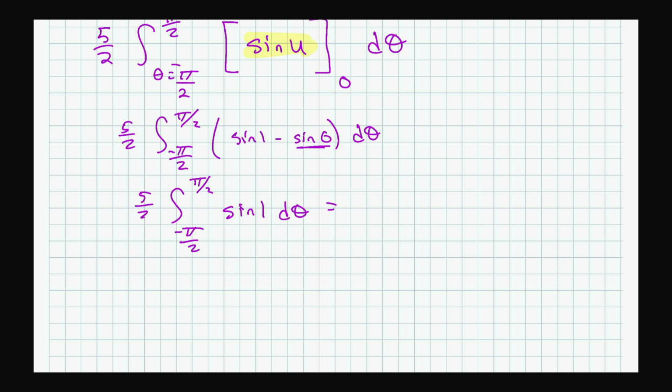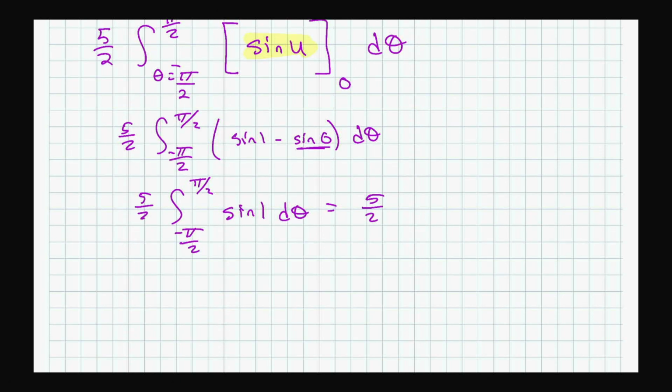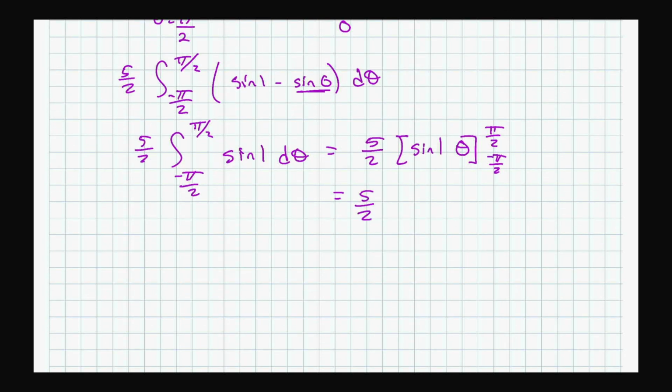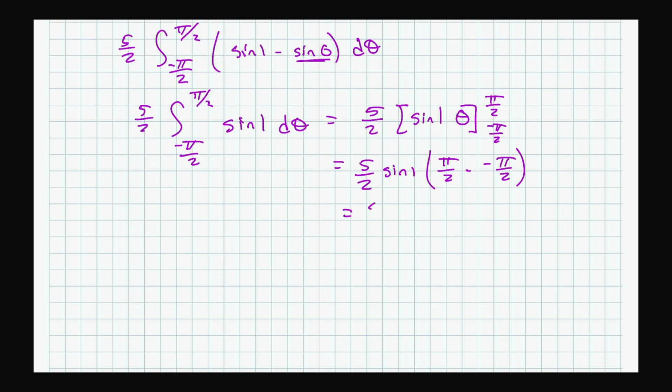So sine 1 is just a constant. So we have 5 halves, and then the antiderivative of sine 1 d theta is sine 1 theta from negative pi over 2 to positive pi over 2. And so you get 5 halves sine 1. I'm just going to take the sine 1 out, and we'll put in pi over 2 minus negative pi over 2, which is pi. So you have 5 halves sine 1 pi. And that is your answer.